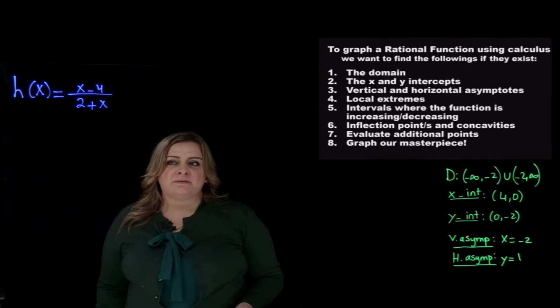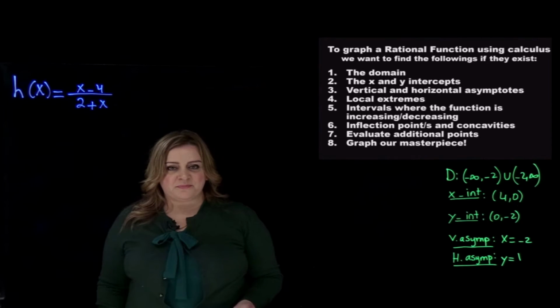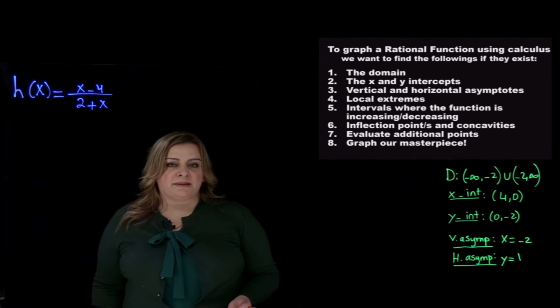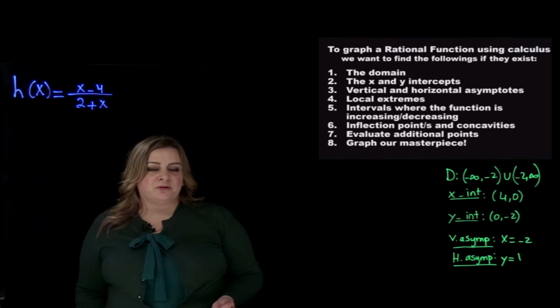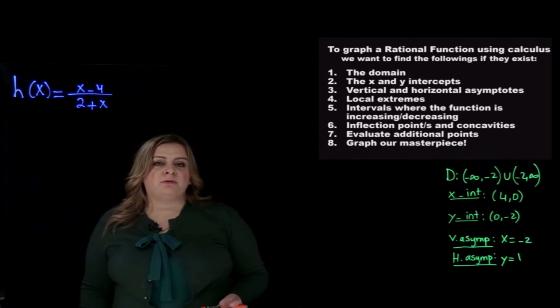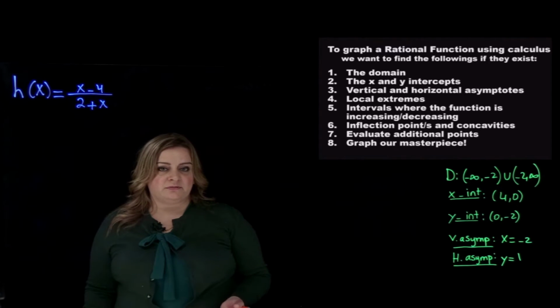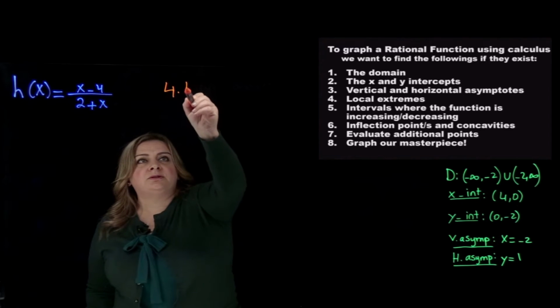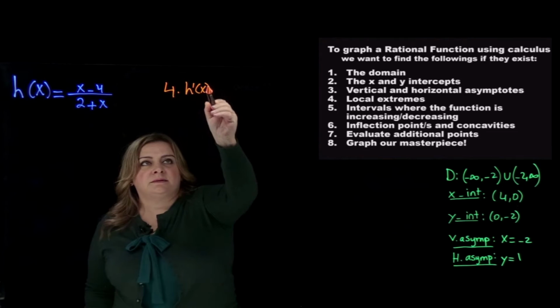We arrived at step 4, and step 4 says to find local extremes. If there are local extremes, they will happen at the critical points. To find critical points, we will first compute the first derivative of our function. So step 4, we want to find h prime of x.